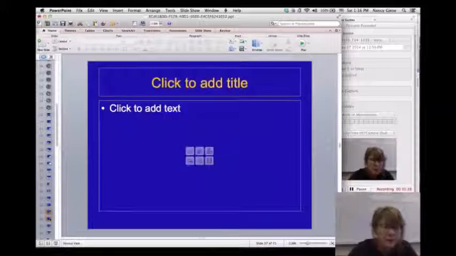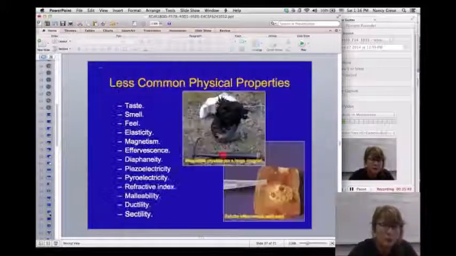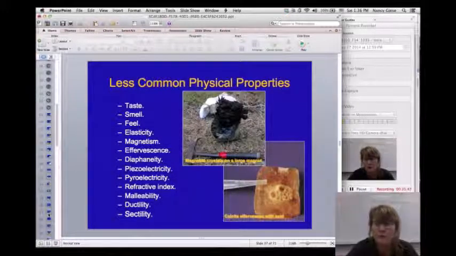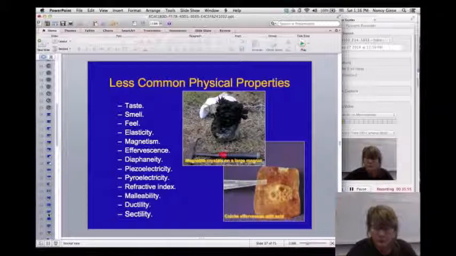Okay, so that is a kind of a quick overview, or maybe not so quick, overview of how to perform the physical property tests on the minerals. Again, the results of those tests, the properties of the minerals, are listed in the identification tables. You know what minerals you have, a list of the minerals, so you have to perform the tests to figure out which mineral matches to what name.